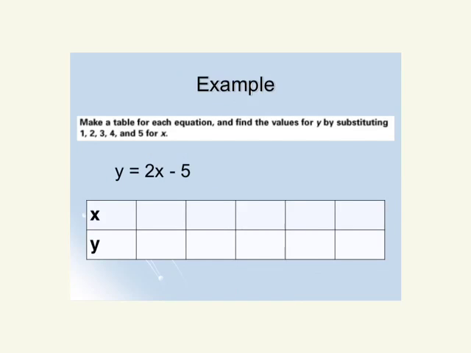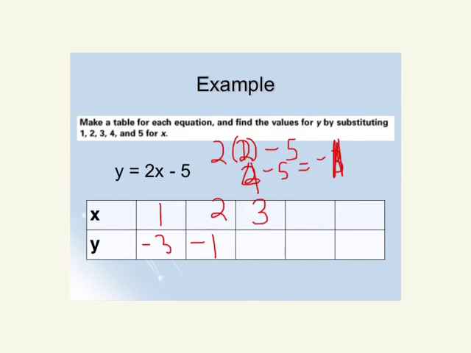So we have another example here. Again, you're going to plug in 1. So I have 2 times 1 minus 5. So that's 2 minus 5, which is negative 3. I'm going to plug 2 in. Now, 2 times 2 is 4. 4 minus 5 would be negative 1.